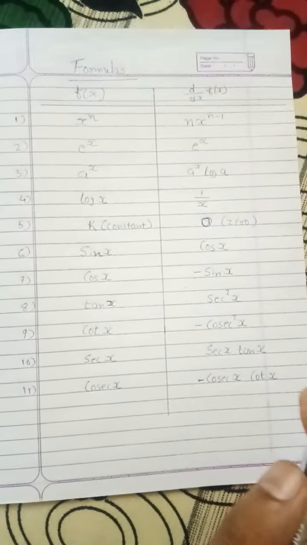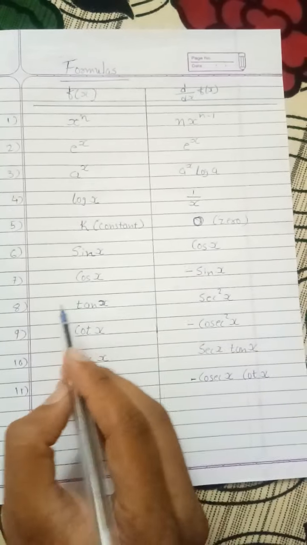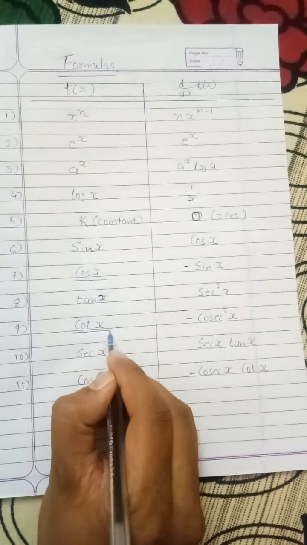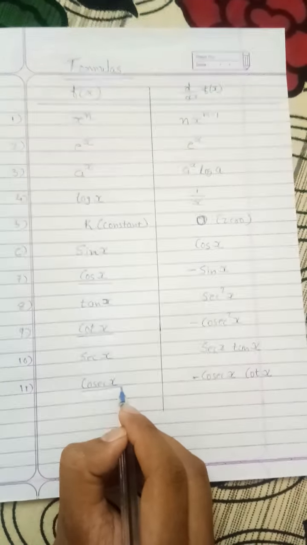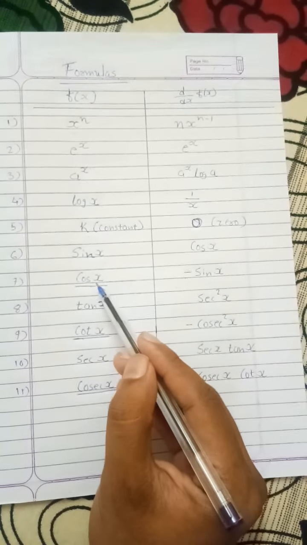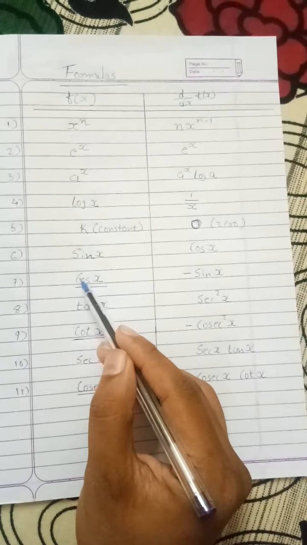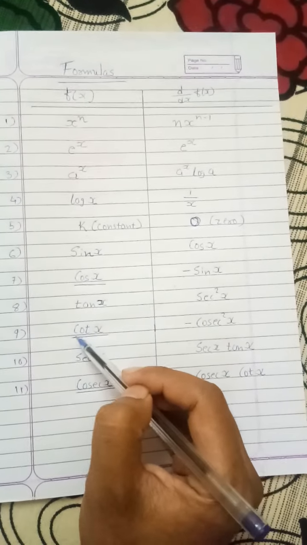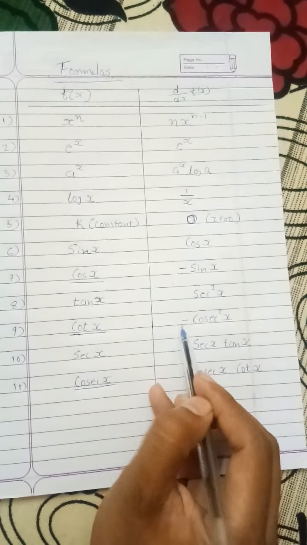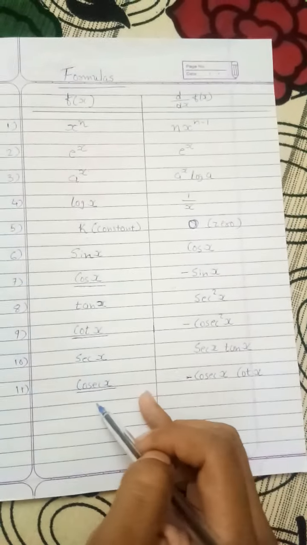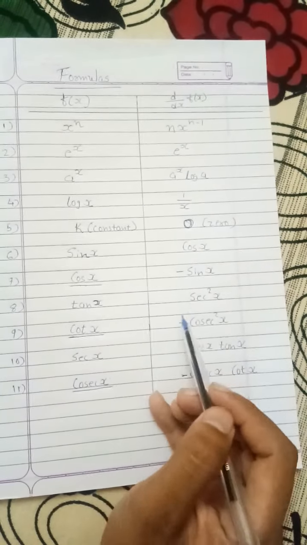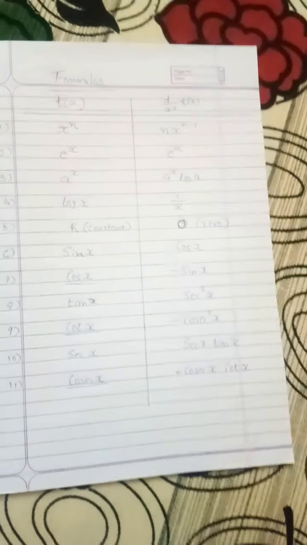Just remember only 3 functions having negatives: cos x, cot x, and cosec x. All 3 functions whose names start with the letter c have a negative derivation, otherwise it's positive.